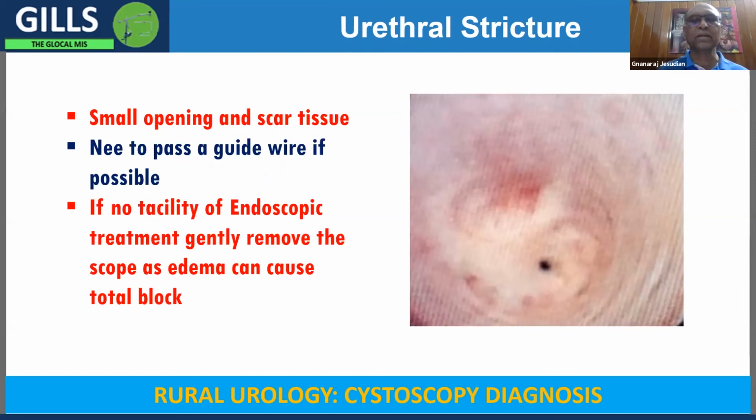In the urethra, strictures look like this. So normally the diameter is about 1 centimeter. But here, if you look at it, it's hardly a millimeter. And the reason is that when it starts becoming small, when there is any damage, the scar tissues form. And they progressively keep on becoming smaller.